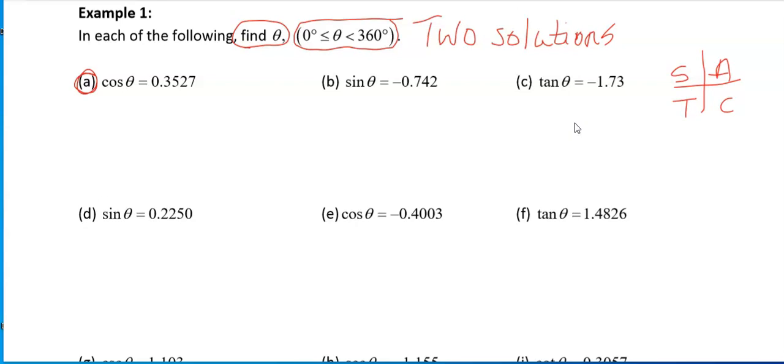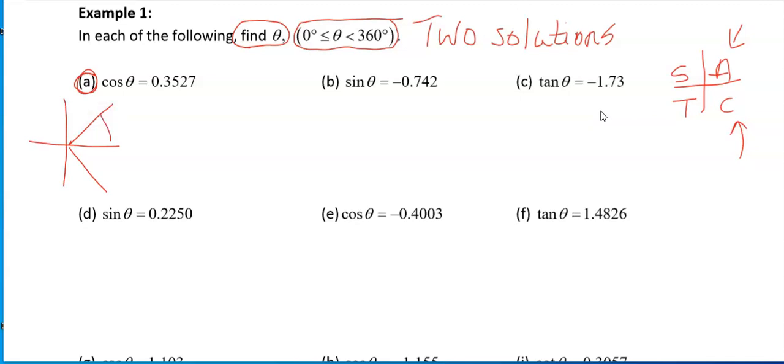So if you come over and look at your diagram for the CAST rule, well, they're all positive in quadrant number 1 anyway. And this C here in quadrant number 4, that means that the cosine is positive in quadrant number 4. So I'm going to set up a little diagram right here, and I'm just going to put one angle up in quadrant 1 like that, and another angle down in quadrant 4 like that. Now, are they accurate? Probably not. It doesn't matter because I'm only using this as an aid to help me determine what the solutions actually are.